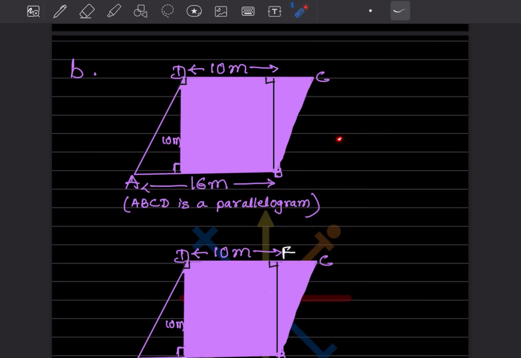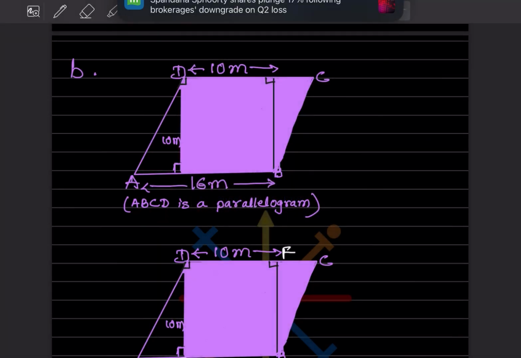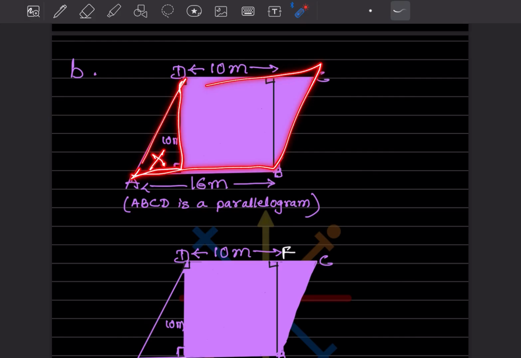Now let us see how to solve this one. Here ABCD is the parallelogram given. This is a parallelogram, and we have to find out this shaded part of it. To find this shaded part, from the area of this parallelogram we are going to subtract the area of this triangle. Whatever remains is this shaded part.